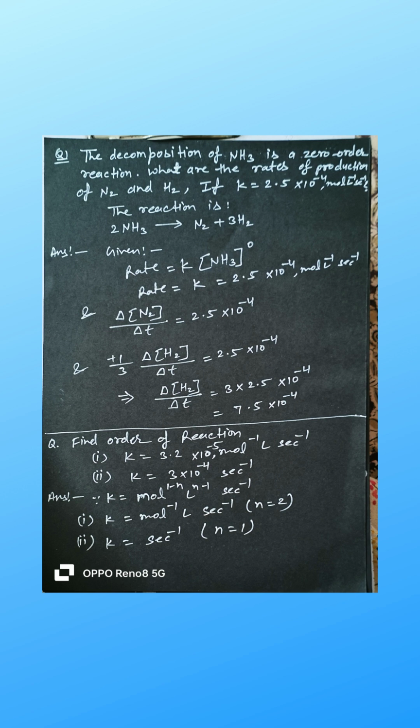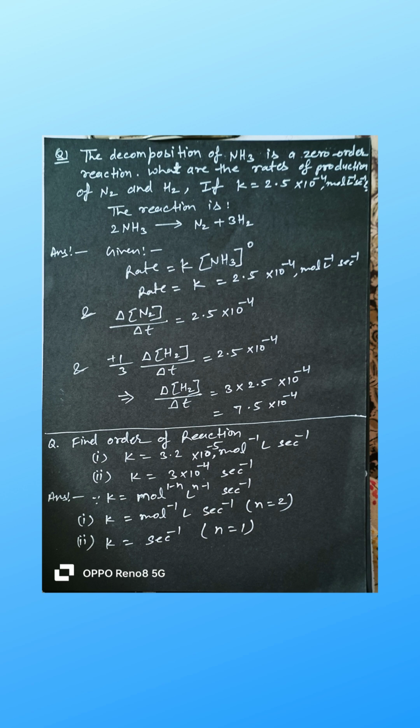The rate is always equal to the rate constant. Here, the value of the rate constant is already given. So we can directly say that the rate of the reaction is 2.5 into 10 to the power minus 4 mole per liter per second. Now we have to find the separate rates of nitrogen and hydrogen. For this, it is very important to understand the ratio given in the reaction. The reaction tells us that 2 ammonia produce 1 nitrogen and 2 ammonia produce 3 hydrogen.